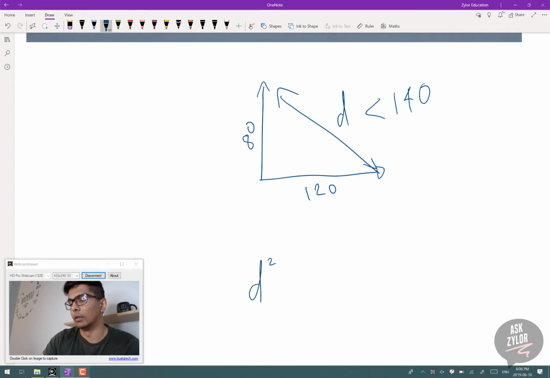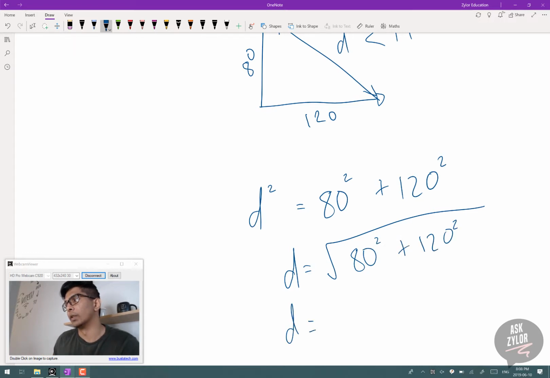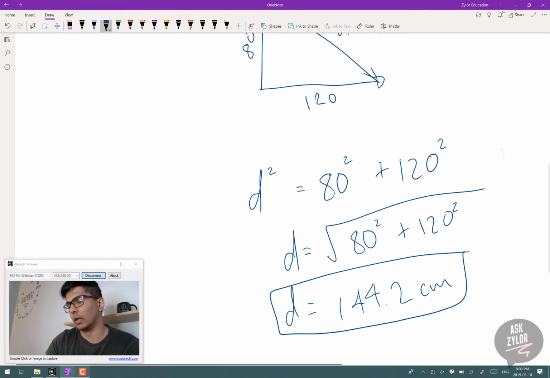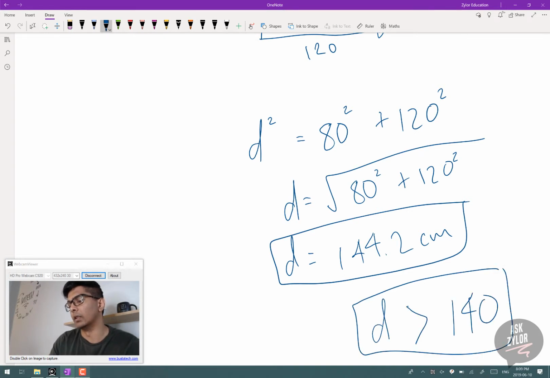So my diagonal squared is equal to 80 squared plus 120 squared. Right, so if I get the square root of 80 squared plus 120 squared, it should give me roughly 144.2 centimeters. I think those are units, yeah, centimeters. Since my diagonal is bigger than 140, that means I can't really rotate it without lifting or tilting it.